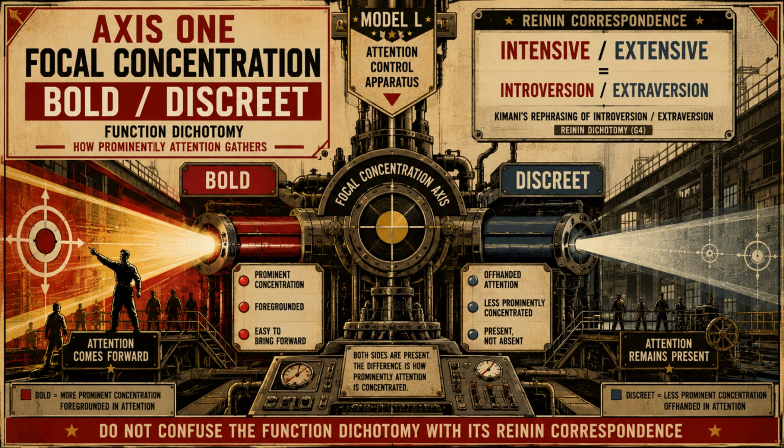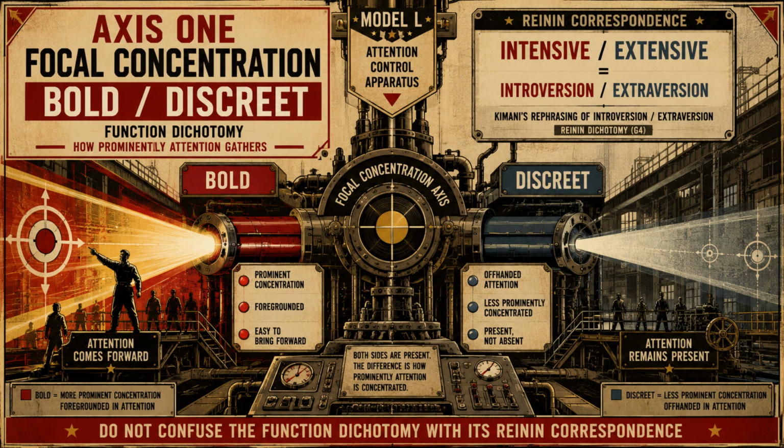This is where we need to be careful with the terminology. In Model L, the interest groups are not built directly from the Reinin dichotomy of intensive and extensive. They are built from the corresponding function dichotomy, bold and discrete. A bold function is one the type more readily brings forward. Attention gathers around it more prominently. It is easier to place in the foreground, easier to speak from, and more obvious in the type's functional presentation.